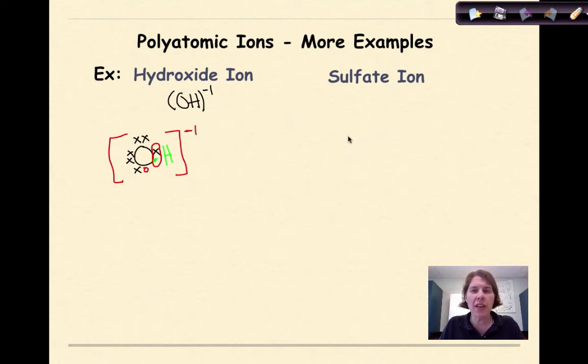Let's look at the sulfate ion. Now the sulfate ion, according to Table E, is SO4 -2. Now this one's pretty intense. We've got a sulfur atom in the center as our central atom, and then we've got 4 oxygens going around the outside. So I'm going to say sulfur and its 6 valence electrons, 1, 2, 3, 4, 5, 6.